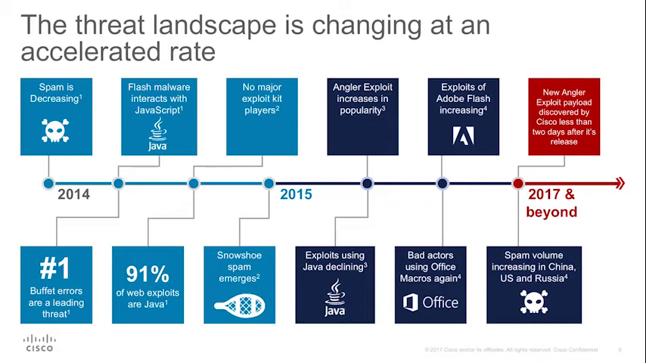Spam down, spam's back up. No exploit kits with unheard of sophistication. Java's a key delivery mechanism. Java's on the decline. It's always changing, and it's changing faster and faster.